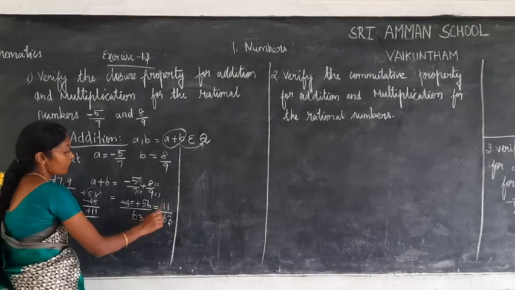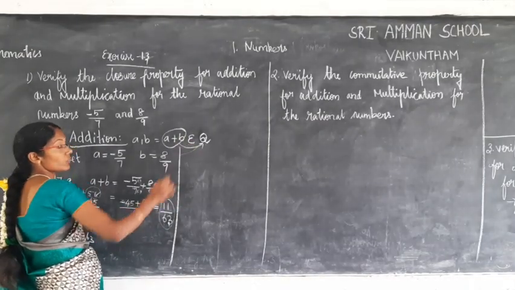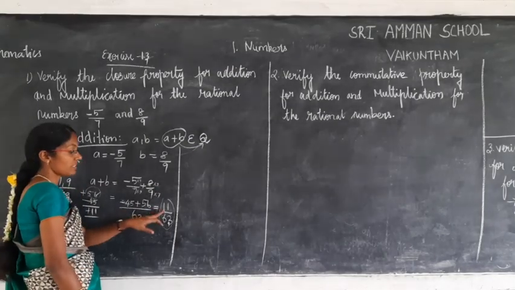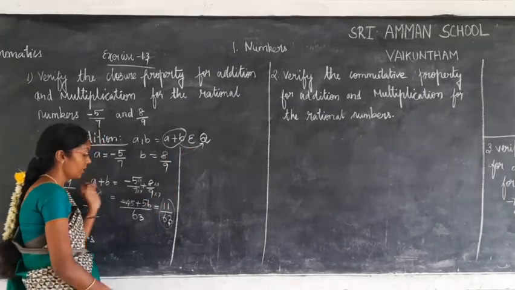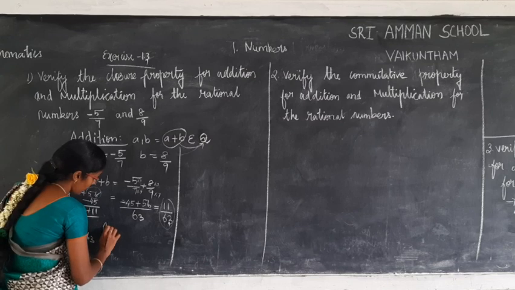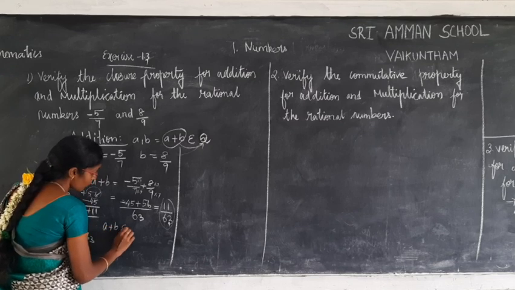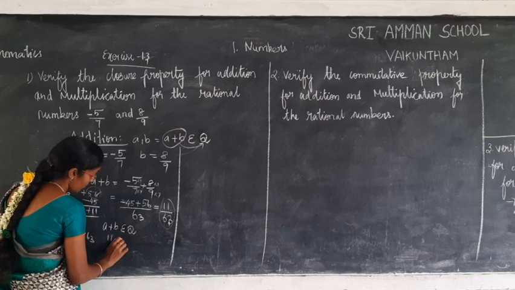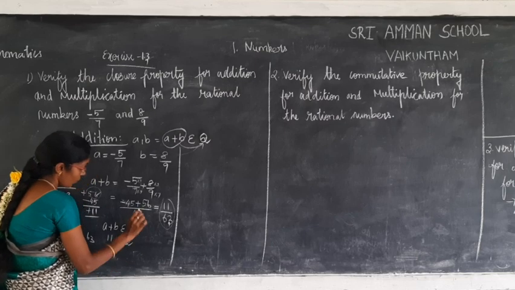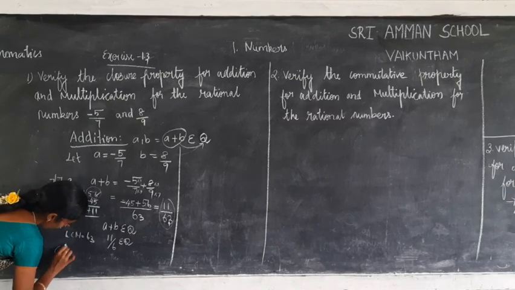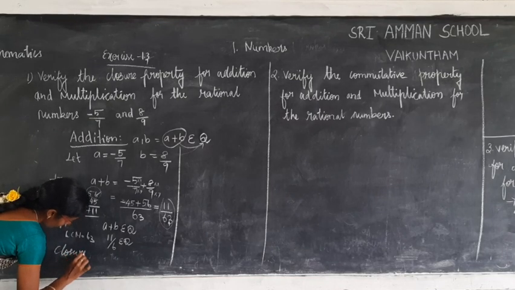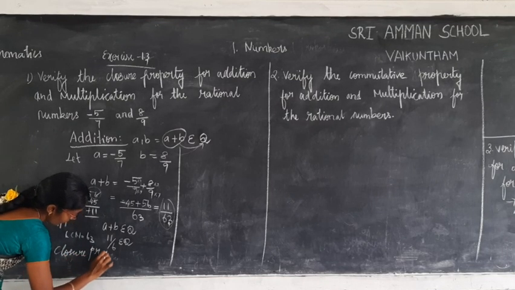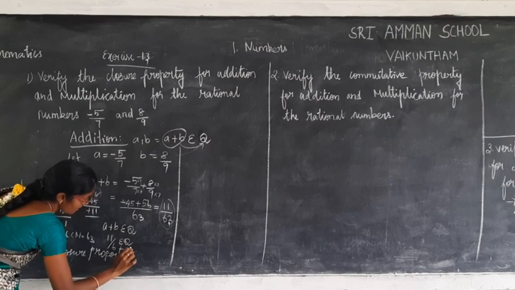So next one. 11 by 63 belongs to the rational numbers, right? 11 by 63 is also a rational number. So a plus b belongs to Q, that is 11 by 63 belongs to Q. So the closure property is satisfied for addition.